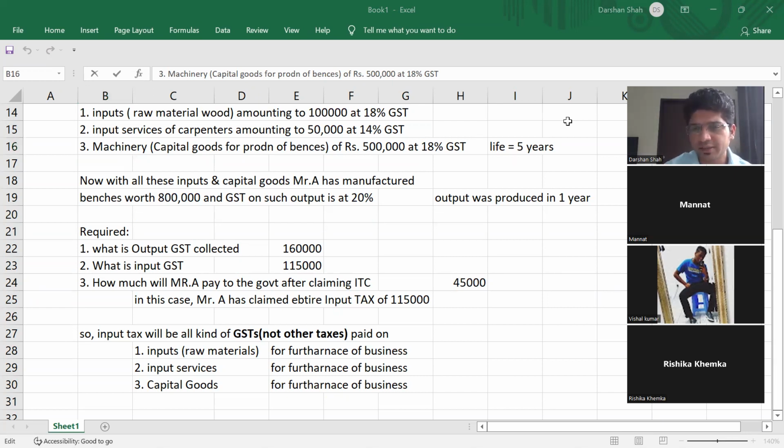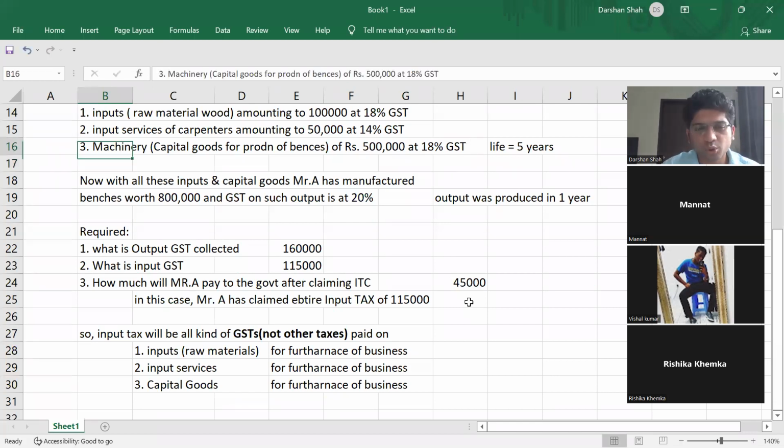So now let us see conditions. Now this is the basic concept of ITC, guys. ITC is a huge concept, huge chapter. You have to remember certain things in input tax credit. We'll be solving numericals. 10 to 12 marks for numericals also we will solve, which will include all the concepts.